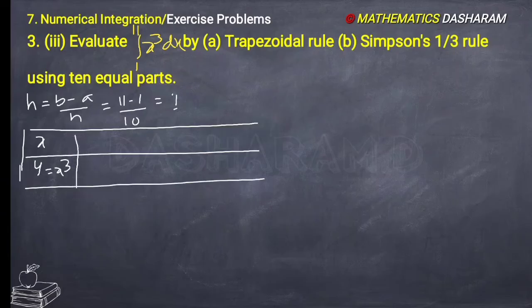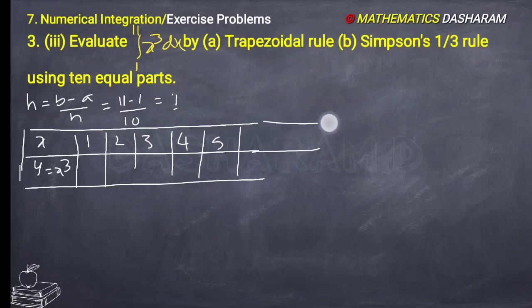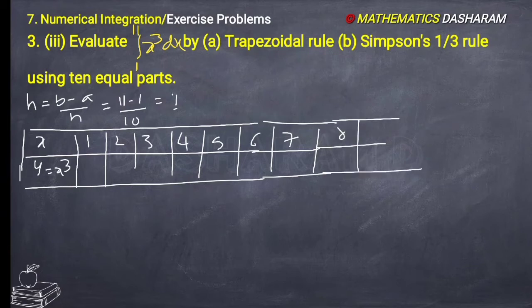Now the x values. The first x value is the lower limit, that is 1. Next, increase by h. So 1 plus 1, 2, 3, 4, 5, 6, 7, 8, 9, 10, and the last one is 11.